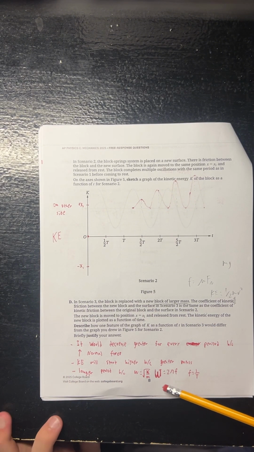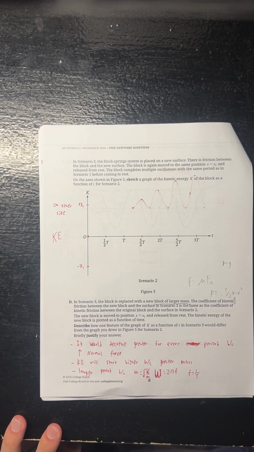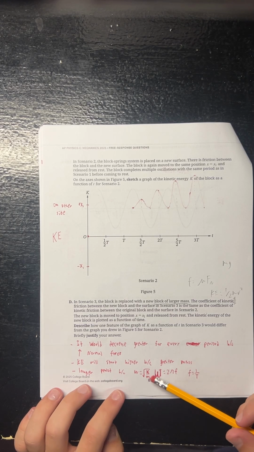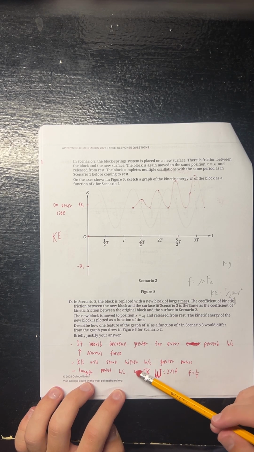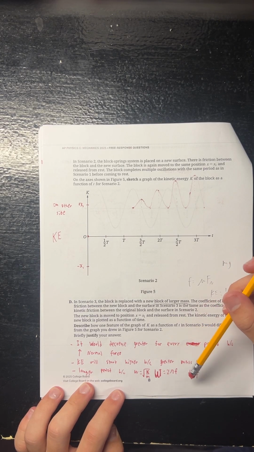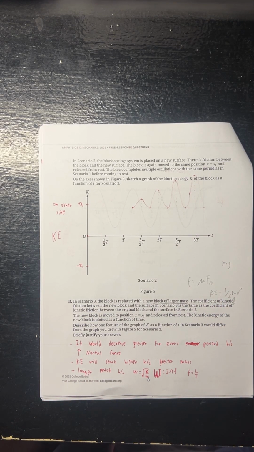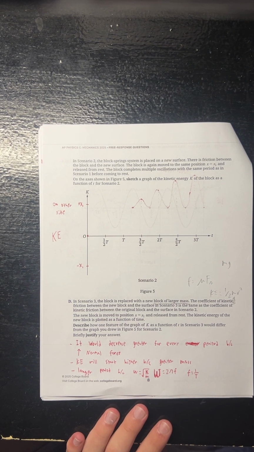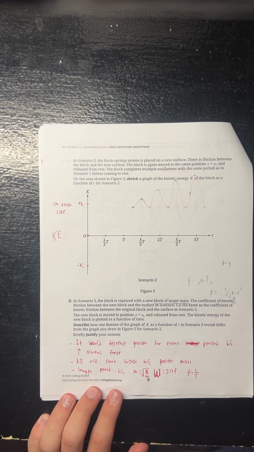And then finally, another one you could do is a longer period. So the angular velocity is equal to root k over m. So with a greater m, it would result in a lower w. And w equals 2 pi times frequency. Frequency is 1 over the period. So with all of this, with a greater mass, it would take a longer time for the thing to oscillate back and forth. So there would be a longer period, pretty much.